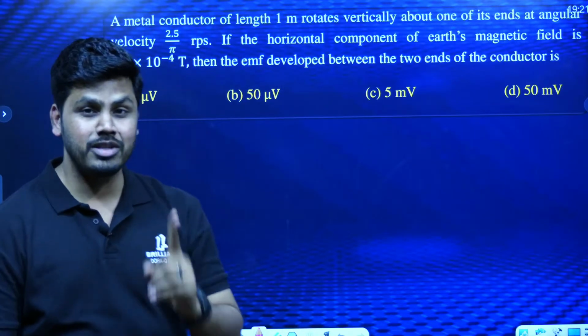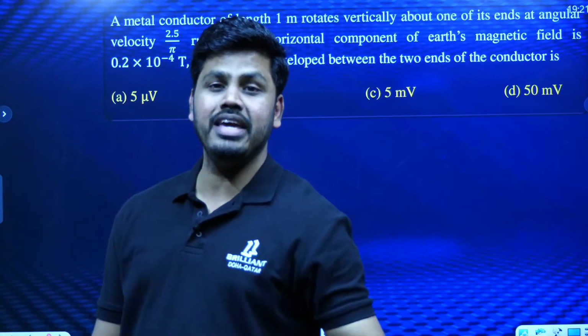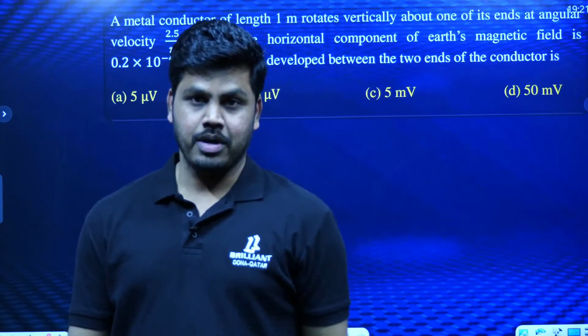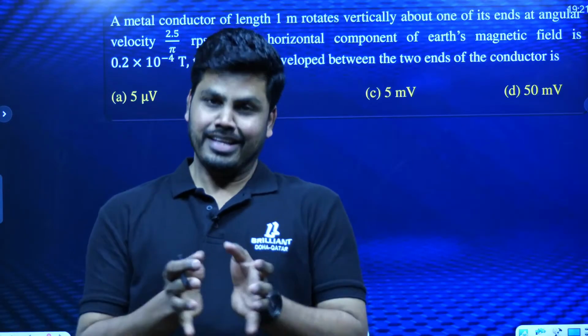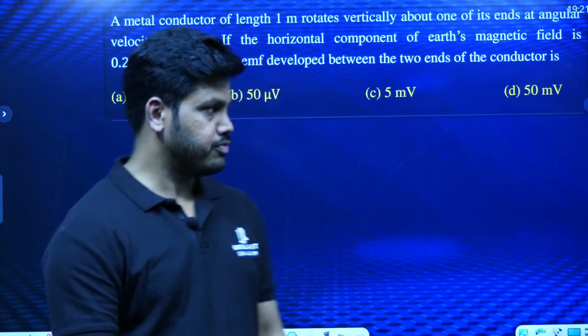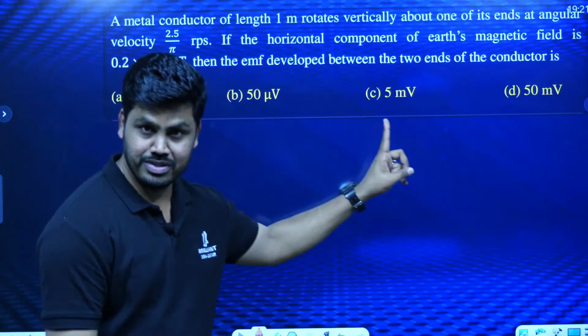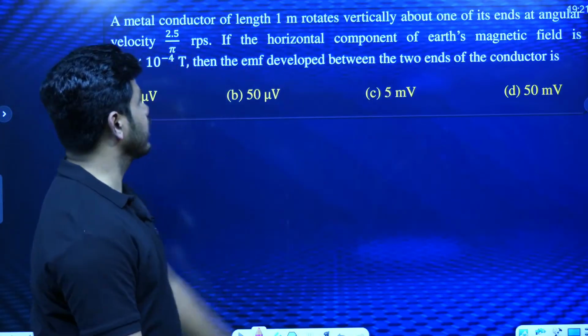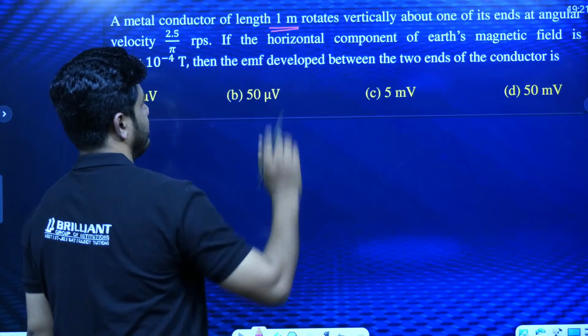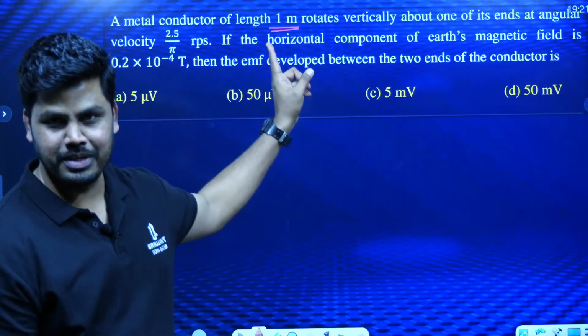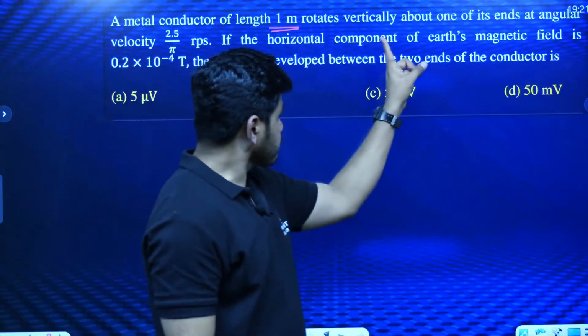EMF induced in a rotating rod is equal to half B omega L square, where omega is the angular velocity of rotation, L is the length of the conductor, and B is the external magnetic field. So let us check what information is given, and we can solve it straight. A metal conductor of length 1 meter, yes, we have the length given there, fine.